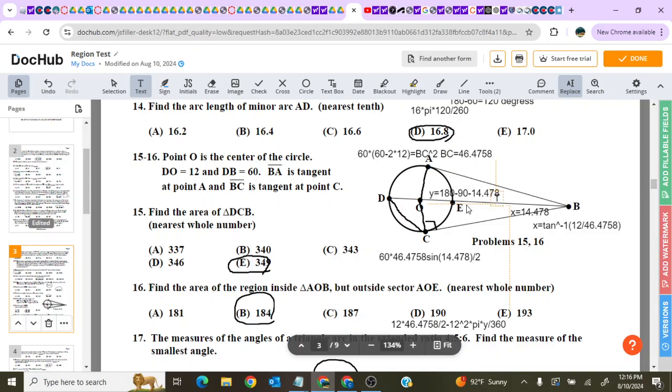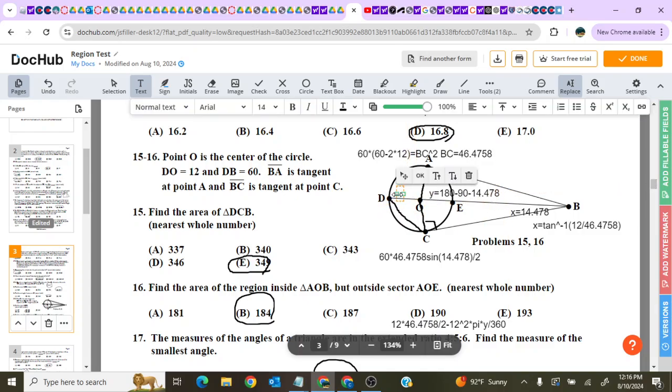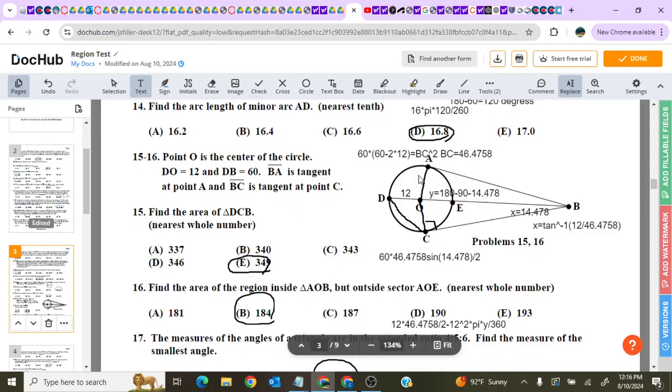O is the center of the circle, DO is 12, and DB is 60. And BA is tangent at point A, and BC is tangent at point C. Find the area of DCB.